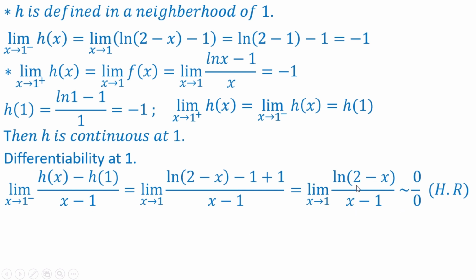If we substitute x by 1, we get ln 1, which is 0 over 0. We use L'Hôpital's rule: the limit of derivative over derivative. The derivative of ln u is u prime over u: minus 1 over (2 minus x) over 1. Substitute x by 1: 2 minus 1 is 1, minus 1 over 1. This is minus 1.